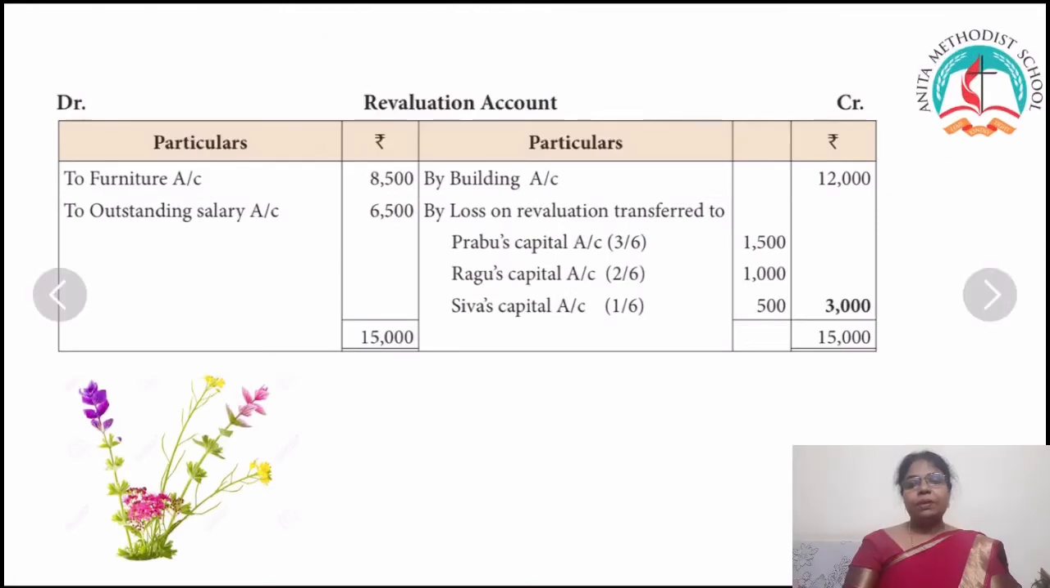Children, now you have to prepare the revaluation account. So first write the format debit credit. By building account how much? 12,000. To furniture decrease in the value of an asset 8,500 and there is an outstanding liability. So to outstanding salary account 6,500. So there is a loss in the revaluation account because the debit side total is 15,000 and the credit side is 12,000. So there is a loss of rupees 3,000.